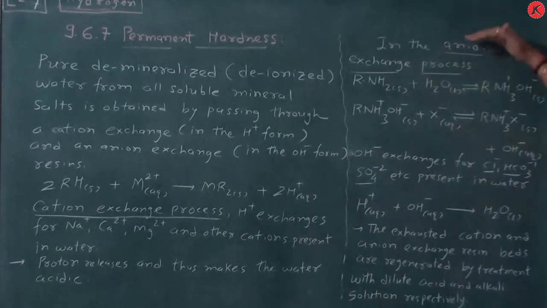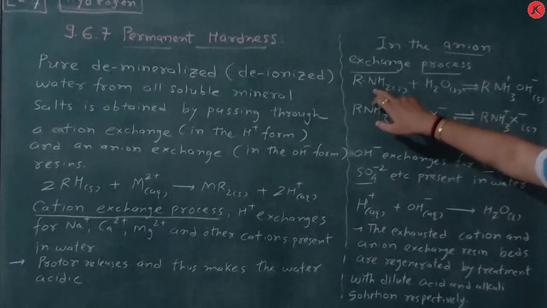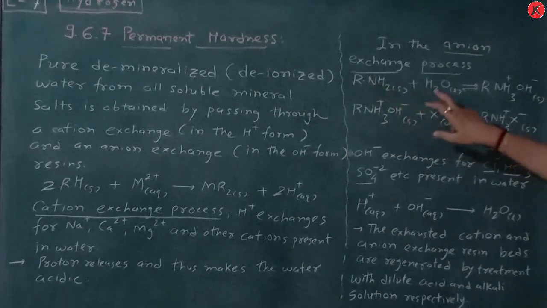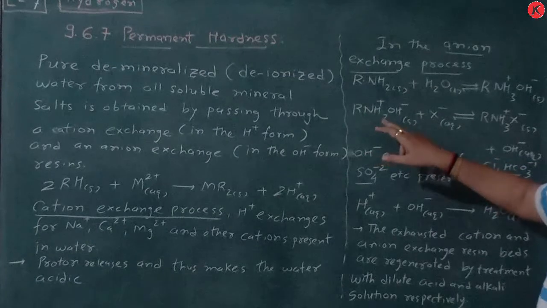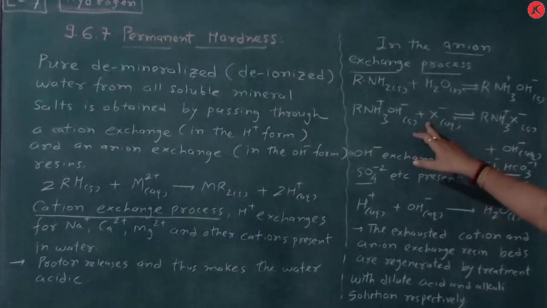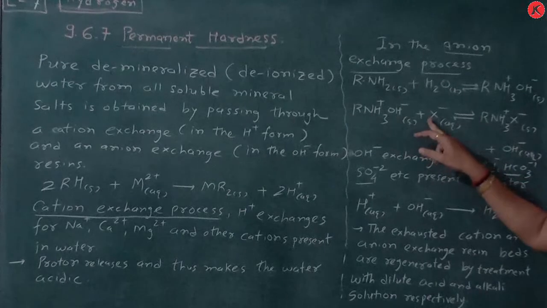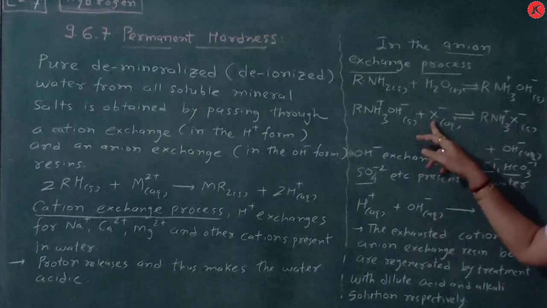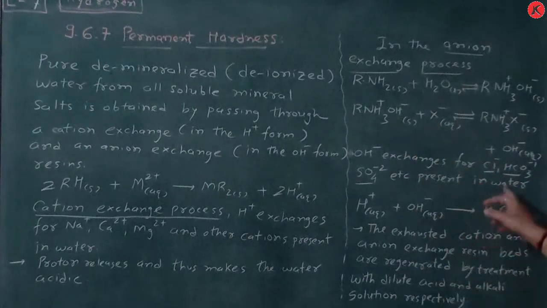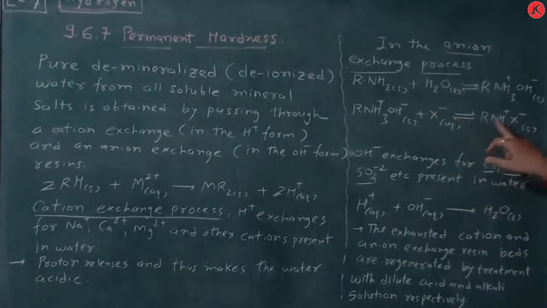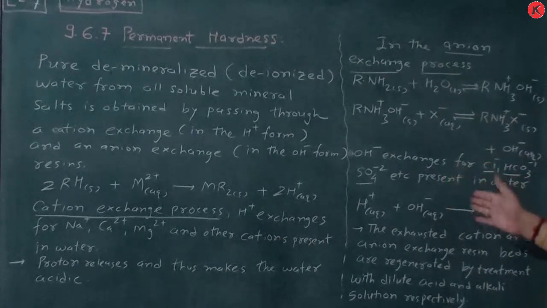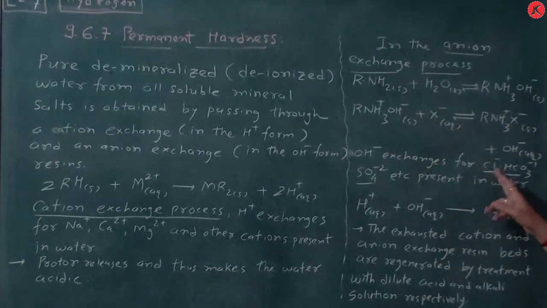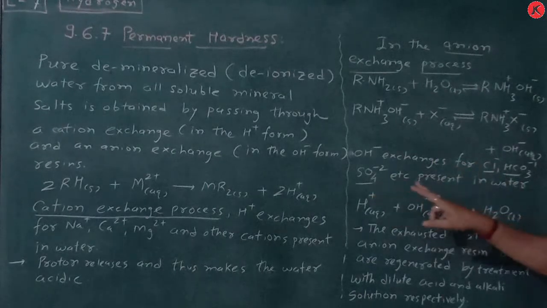Okay. Now see, in the anion exchange process RNH2 is there. So NH2 is nothing but basic form. So RNH2 plus H2O produces RNH3+ and OH- solid. So this OH- we have to free out. So RNH3+ and OH-, when they react with soluble salts present in the hard water in terms of Cl-, or say SO4-2, or say HCO3-, it produces RNH3+ X- and OH- is free. So this solution becomes basic. So OH- exchanges for Cl-, HCO3-, SO4-2, etc. present in water.